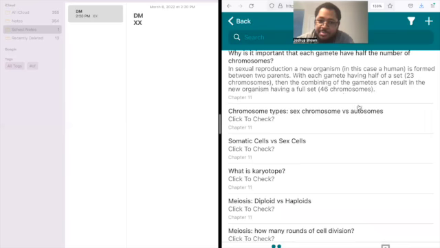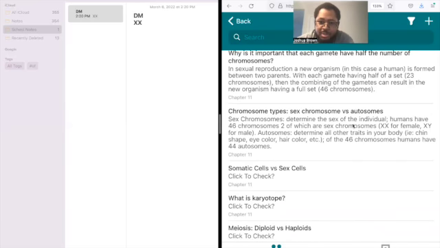Okay, chromosome types: sex chromosomes versus autosomes. So we have 46 chromosomes. 44 of those chromosomes are what we would call autosomes. They determine all other traits in your body, like chin shape, eye color, hair color. So that's 44 chromosomes out of the 46. The other two are the sex chromosomes, and they're going to be XX for female and XY for the male. The male's got that Y chromosome.